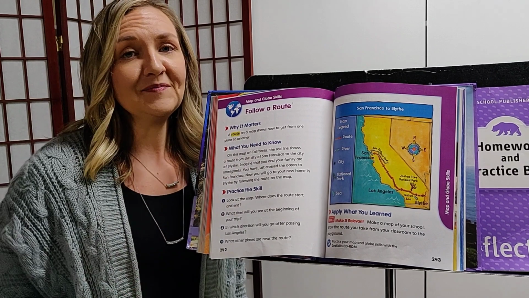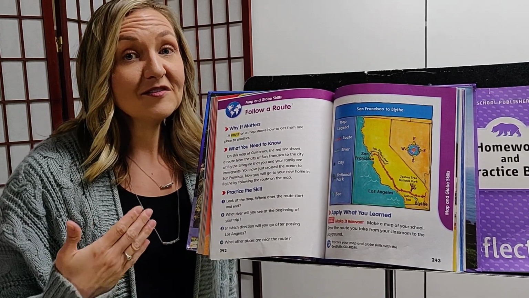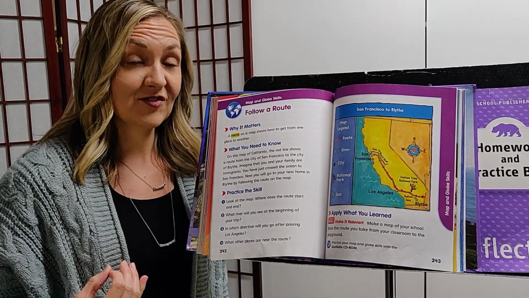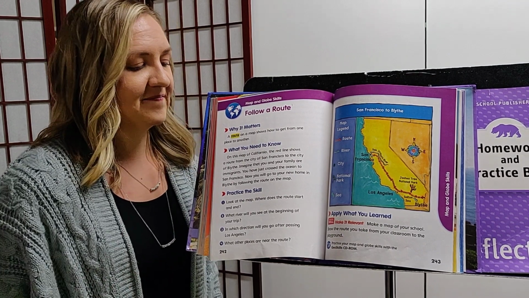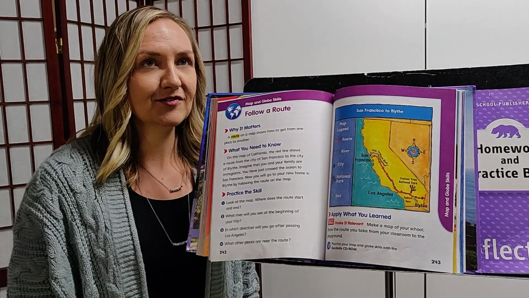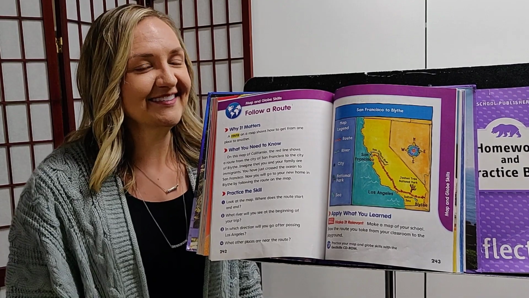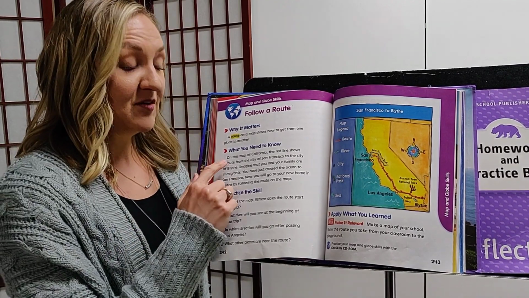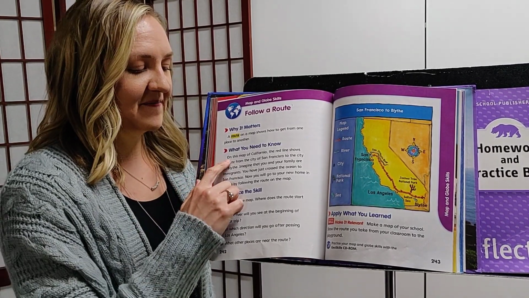Just like when you have a GPS for your car, it'll give you directions on how to go from one starting location to your destination. And sometimes if you make a mistake, it'll say rerouting. That happens. Let's continue reading. You can read with me or just follow along.